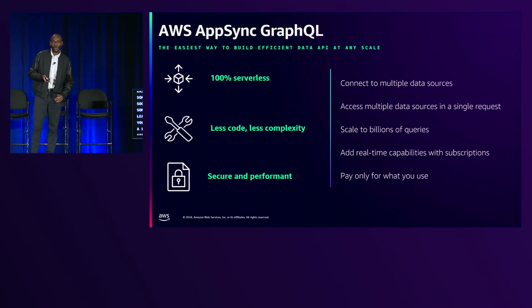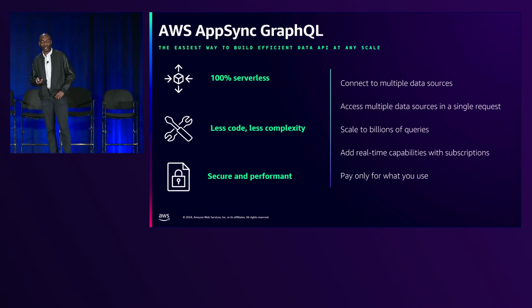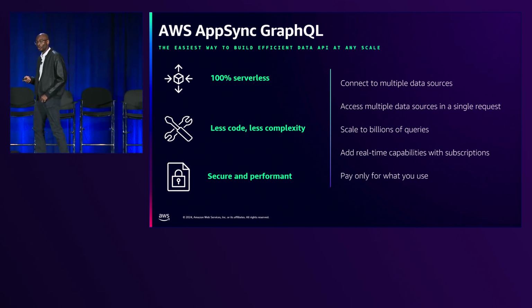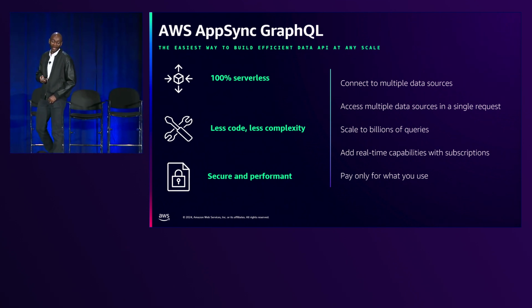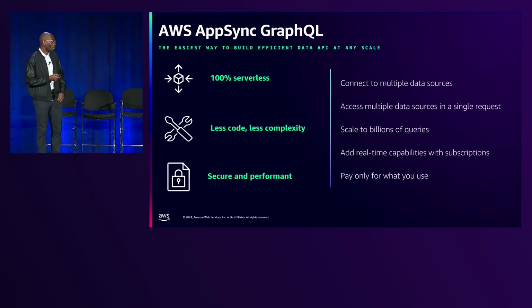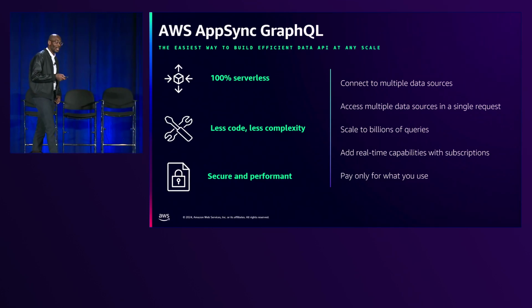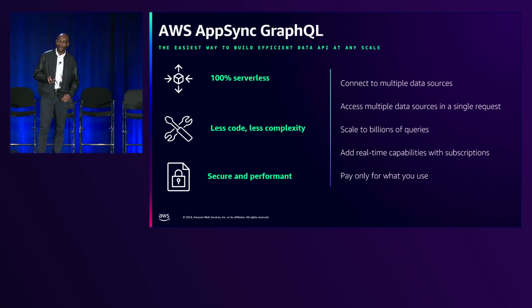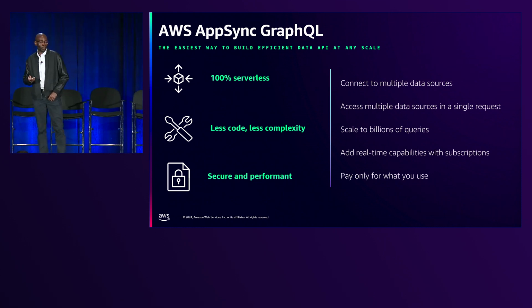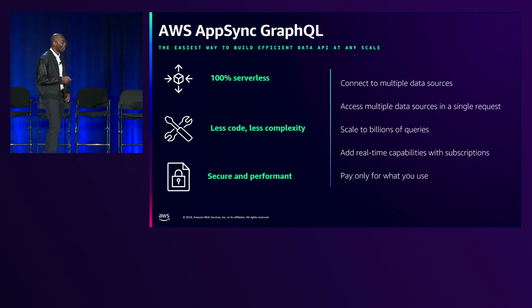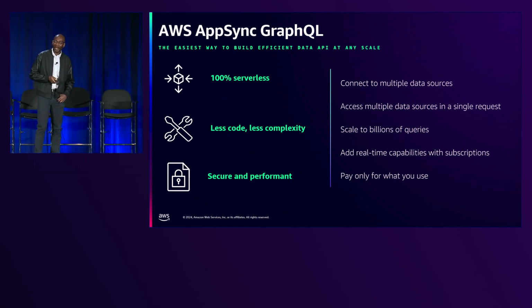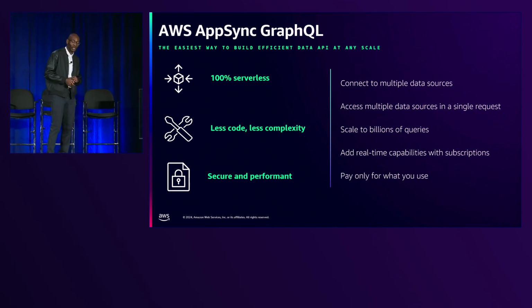That's why we introduced AWS AppSync. AWS AppSync allows you to deploy fully serverless, fully managed GraphQL APIs. It's 100% serverless. There's less code, which means less complexity, and it is fully secure and performant. That is our number one concern anytime we implement features. Because AppSync is fully managed, you can get started quickly with very little code with the confidence that your API is going to be able to scale to meet your demand.